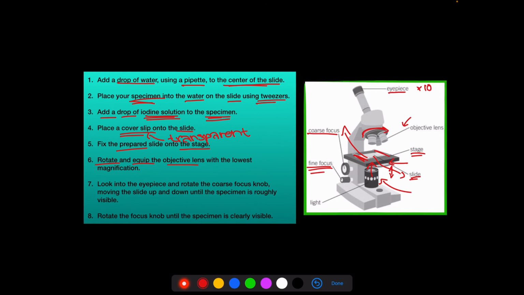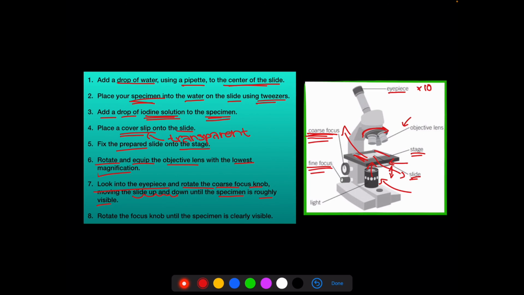These are the objective lens, and each of these three has a different magnification. You would equip the one with the lowest magnification. Then you would look into the eyepiece and rotate the coarse focus knob, which moves the slide up and down, until the specimen is roughly visible. At first you would usually see nothing, just a blank white. Then as you rotate this up and down, play around with it a bit, you would see that there's some kind of specimen there.